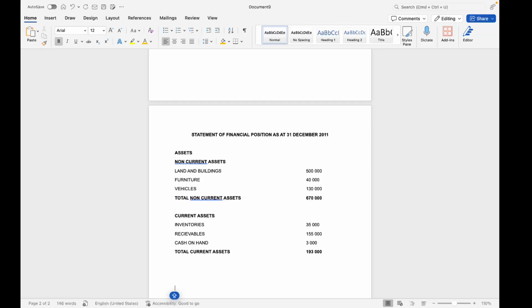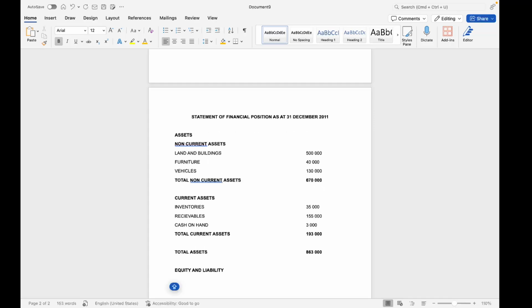Right? So we're done with the assets part. Once we're done with the assets, we then have to add our total assets, which is going to be 670 plus 193, which gives us a figure of 863,000. Right? Now we're done with the asset part. Now we come to what we call our equity and liabilities. So under equity, as mentioned, guys, we usually have capital and retained earnings, but in this context there is no mention of retained earnings, right?